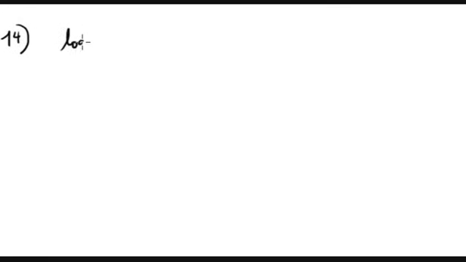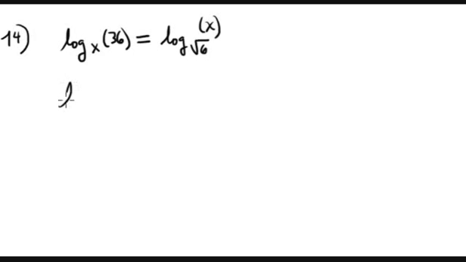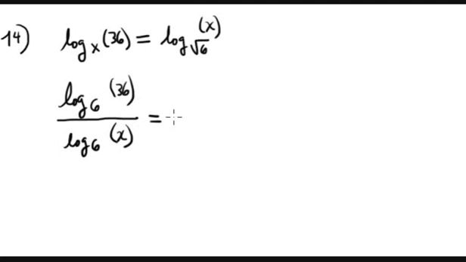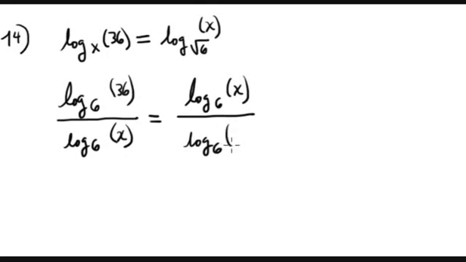Okay, this is problem 14, equation 14. It's logarithm base x of 36 is equal to logarithm base radical 6 of x. Okay, I want to use the change of base formula, but I change everything to base 6. Logarithm base 6 of 36 over logarithm base 6 of x is equal to logarithm base 6 again of x divided by logarithm base 6 of radical 6.